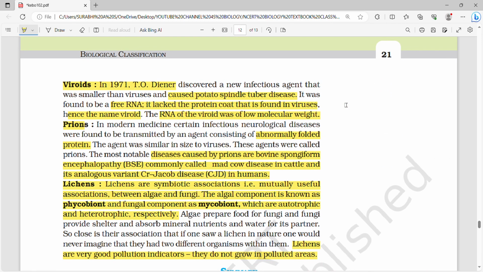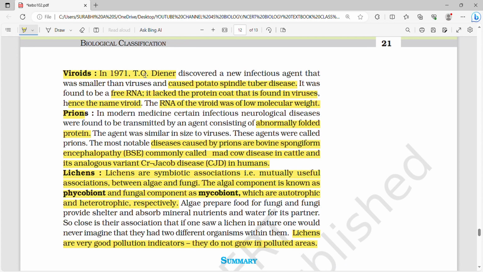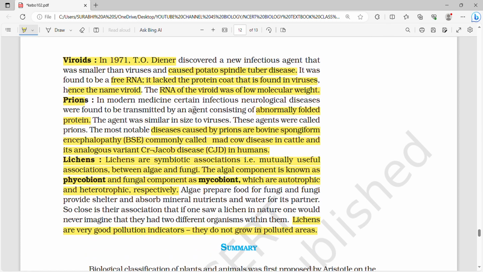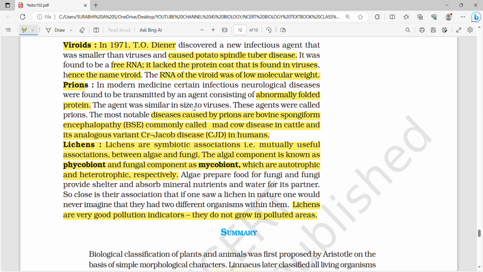Next, coming to viroids. T.O. Diener discovered this, which is smaller than the viruses and caused the potato spindle tuber disease. How do you remember? T.O. here, potato O here, viroids O here. So you can make it. It lacked the protein coat that is found in viruses, and it had free RNA and hence was named a viroid, and the RNA has low molecular weight. This is a PYQ. Does the RNA have high or low molecular weight? It has low.